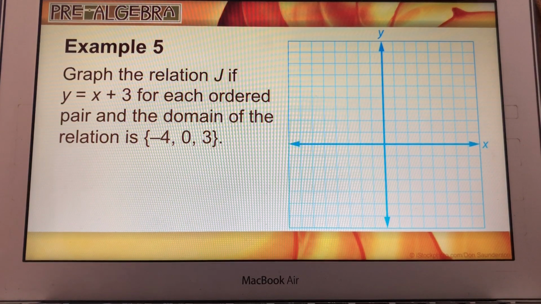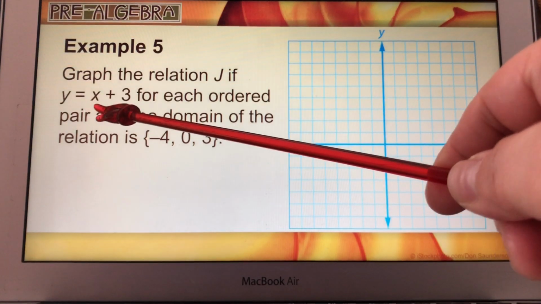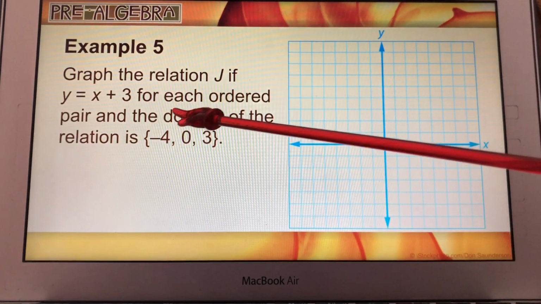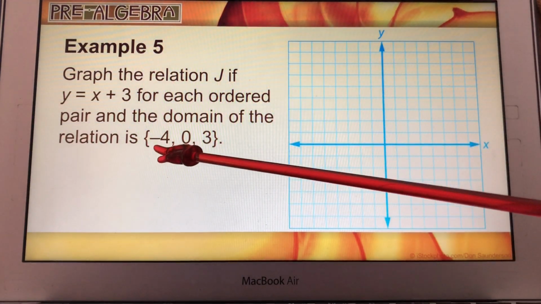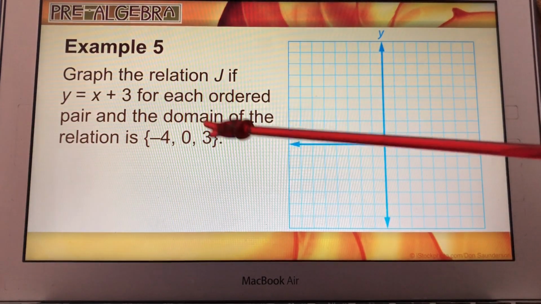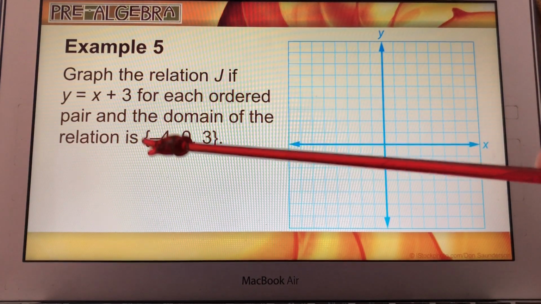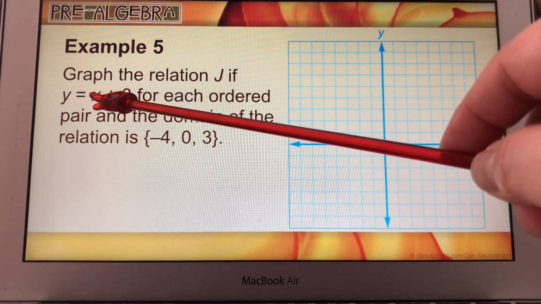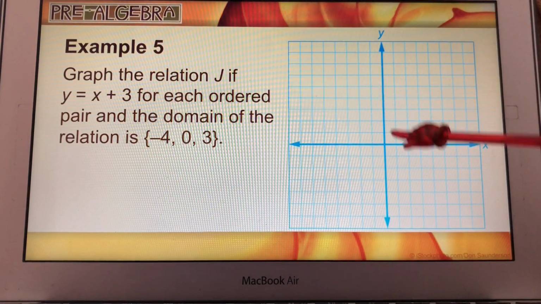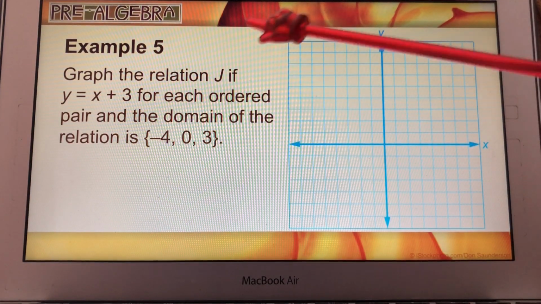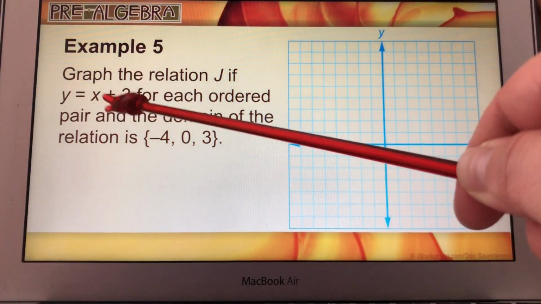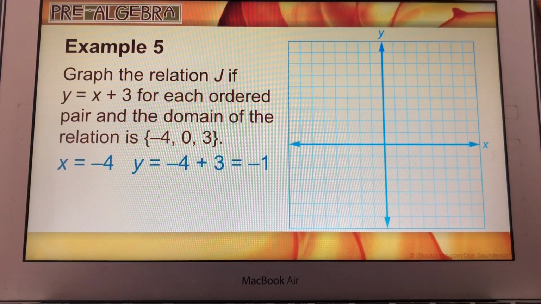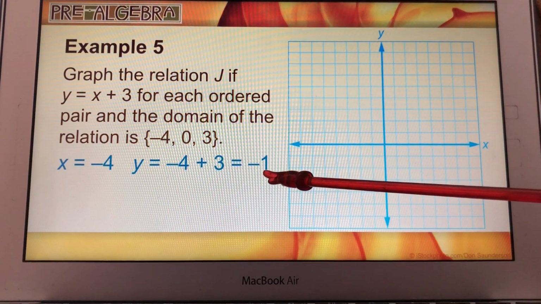All right, now let's say graph the relation J if y equals x plus 3 for each ordered pair, and the domain of the relation is -4, 0, and 3. So domain, in other words, these are our x values. Plug them in, find the y values, and then plot your 3 points, and that will be the graph for our relation J. So -4 plus 3 gives us -1, okay?